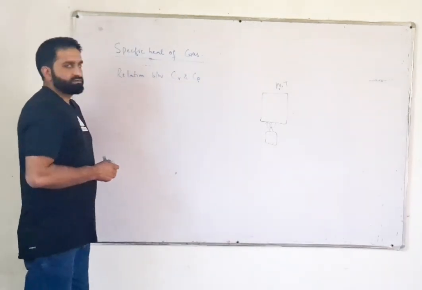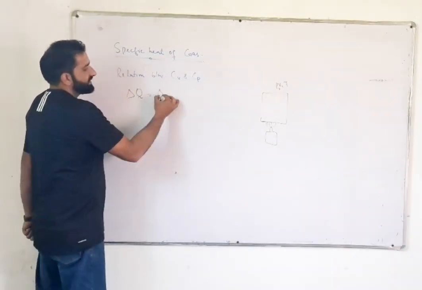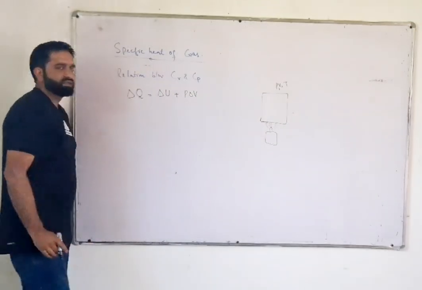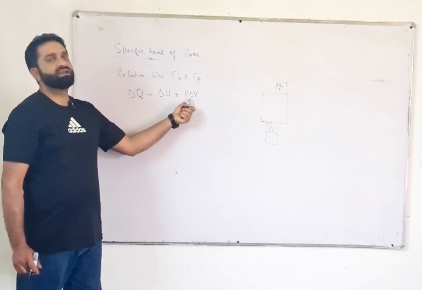Now talking of the first law of thermodynamics, the first law of thermodynamics states that the heat given to a system is equal to change in internal energy plus work done. The heat given to a system does two things. One, it changes the internal energy. Second, it does some work.